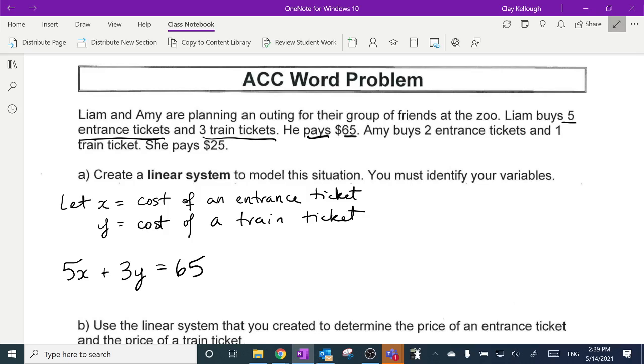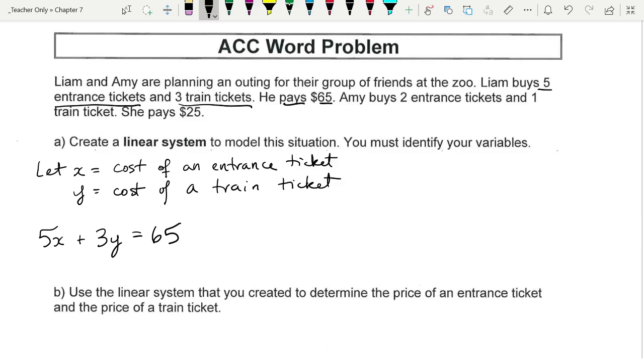And here, I'll use another color. To get my other equation, I'll use green. My other equation, Amy buys 2 entrance tickets and 1 train ticket, so that's 2x plus 1y. No, you don't need to write the 1, but it's not wrong if you do. Pays equals $25. And there's my 2 equations.